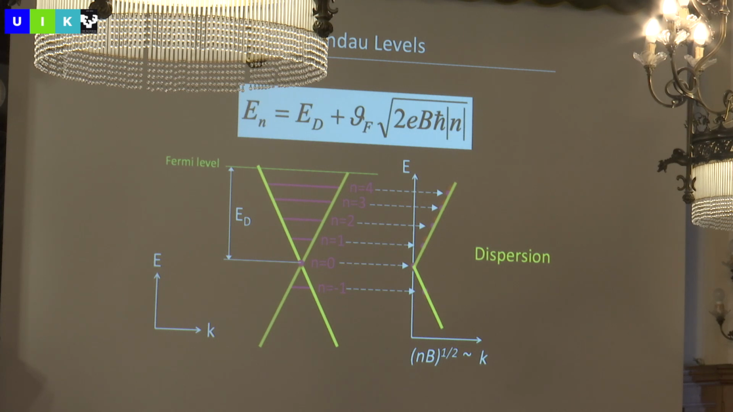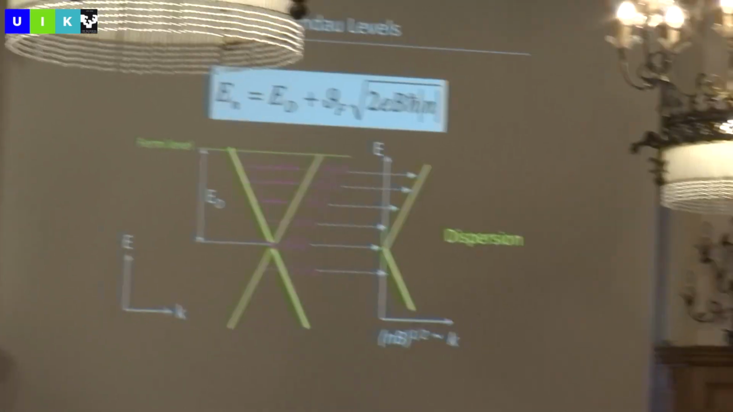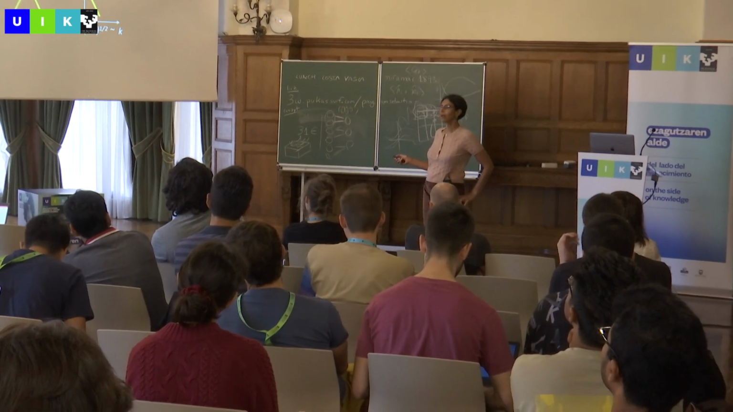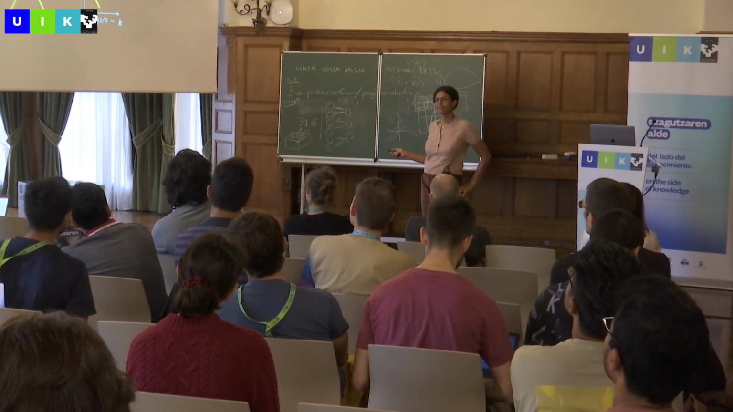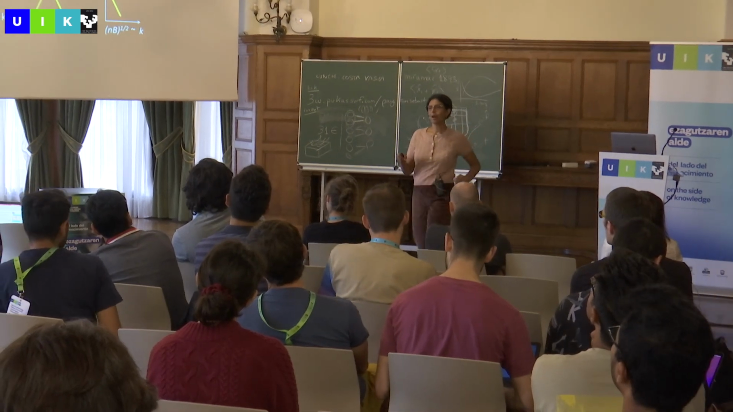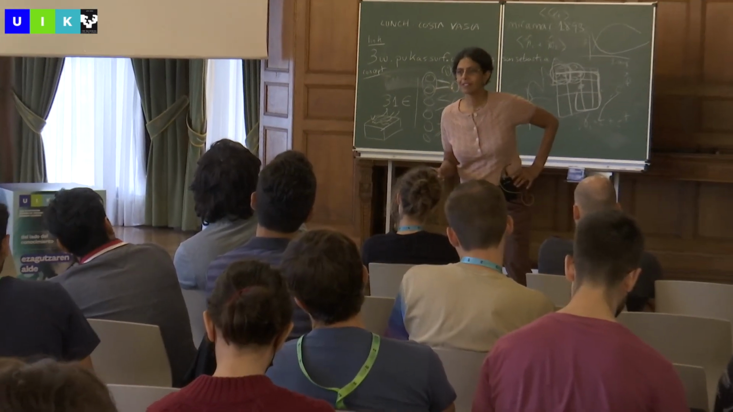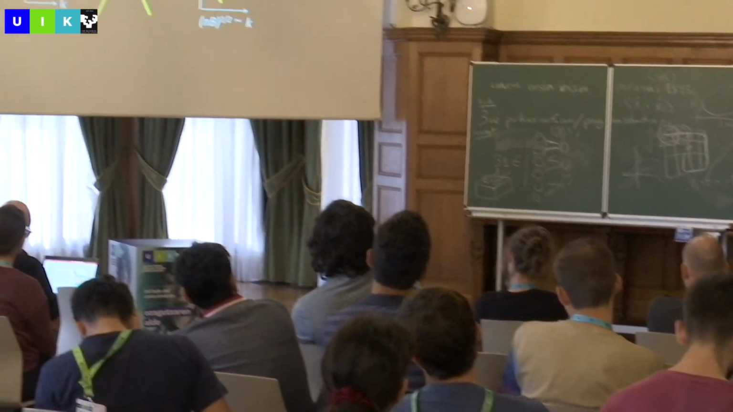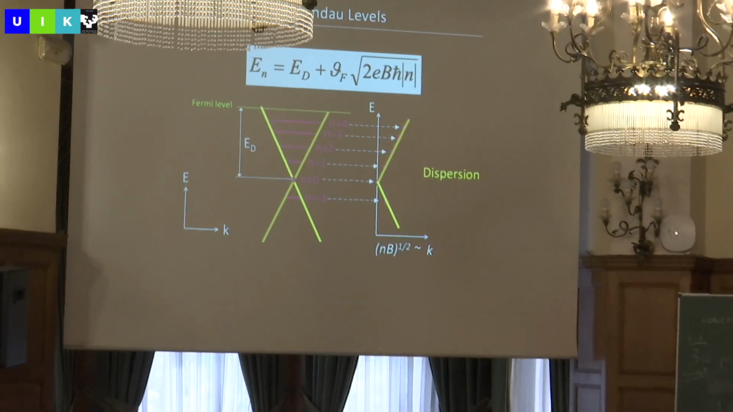Yes? How do you know where N0 is? This is the only one that will not change with field. So the thing is, that's why you need to do a magnetic field dependence. When you do a magnetic field dependence, every other Landau level will change, but this one will not.